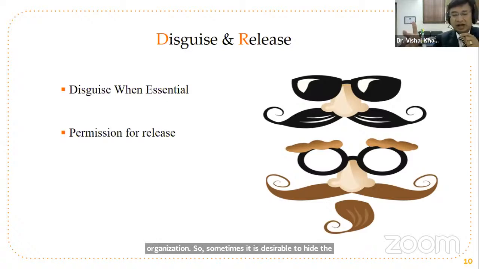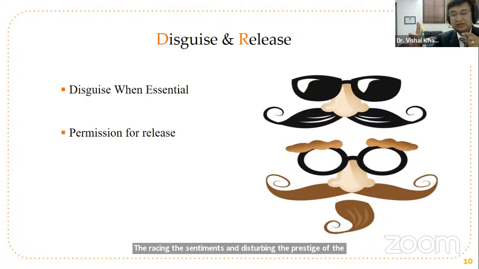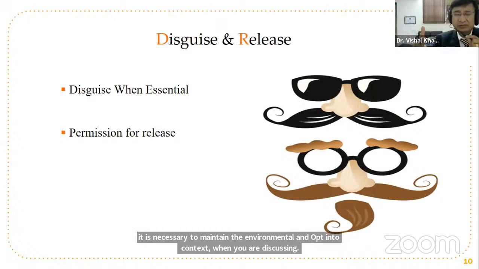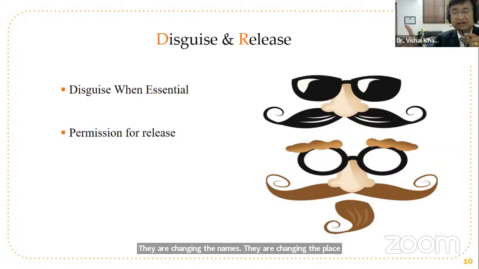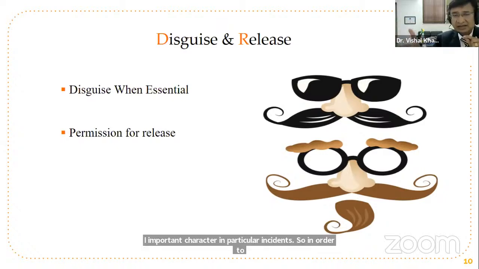That is called disguise. In order to maintain objectivity during the discussions, it is desirable to disguise the setting, including the characters. Disguise also helps to avoid raising sentiments and disturbing the prestige of the characters involved. When you are disguising, as sometimes you read in a movie before it starts, they are changing the names and the places. It is important that it cannot directly affect the reputation or prestige of the people playing an important role in particular incidents. So in order to hide their identity, the names are changed.